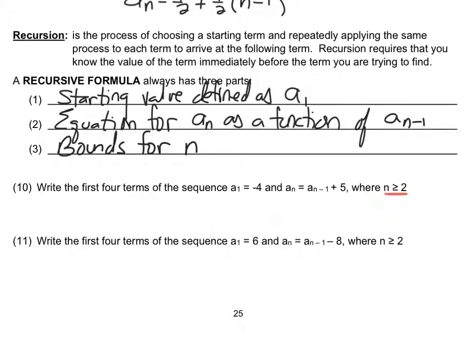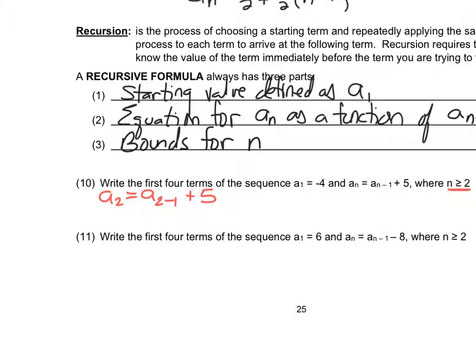All right, so what that's telling me is that if I were to take a 2 and plug it in for n, I would get a sub 2 is equal to a sub 2 minus 1 plus 5. All right. So that being said, we already know what a sub 1 is, and I should write that down because it's already written, but I'll write it down here anyway. A sub 1 is equal to negative 4. I'll draw a little partition there.